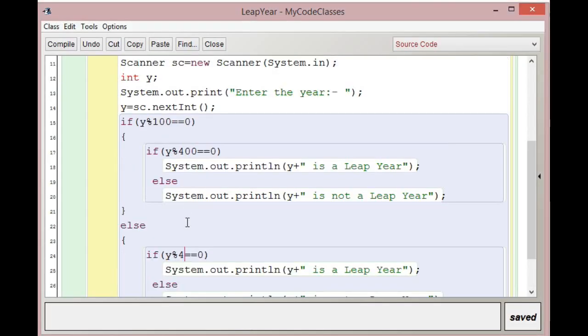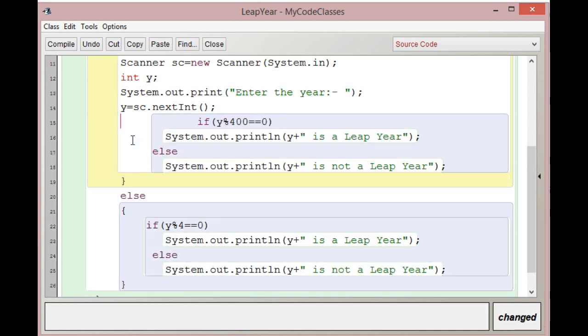So now we are going to check how to write the code for it. So I'll take you to the BlueJ IDE. So this is the previous program. Now what I'll do is I'll make certain changes in it.